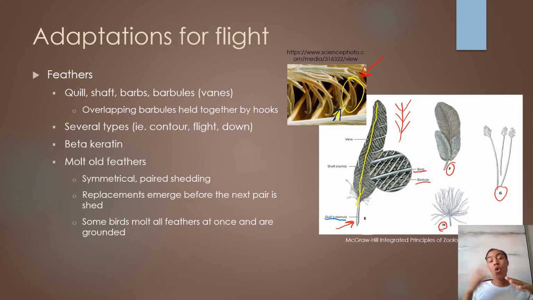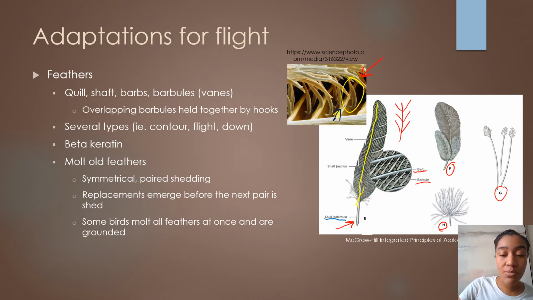If they were to lose a whole bunch of feathers on one side, then they would be unsymmetrical and they wouldn't be able to fly. And so when the bird needs to shed, they will shed symmetrically. And then also the new replacement feather starts to emerge before the next pair of feathers are lost.